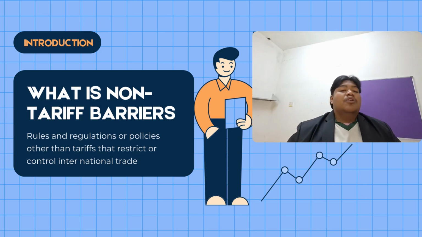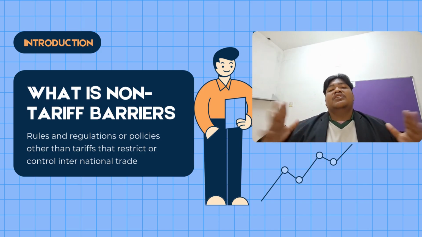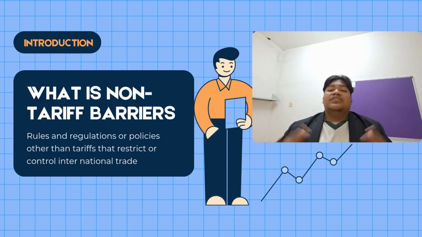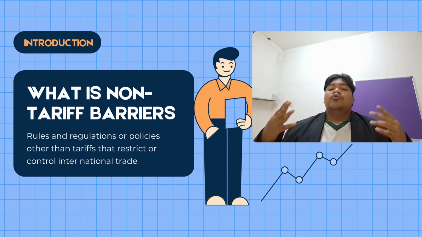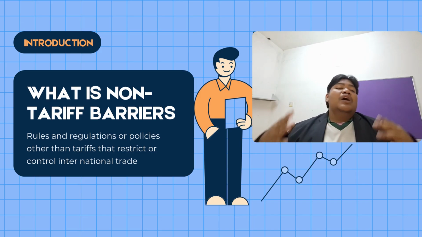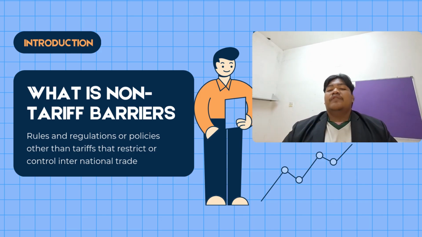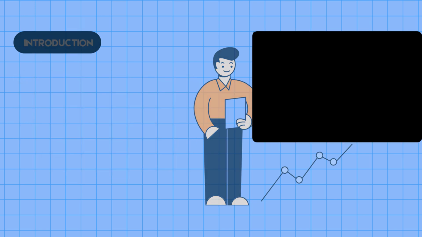In conclusion, non-tariff barriers play a significant role in modern international trade. They are not always visible like tariffs, but they strongly influence how goods move across borders. Understanding non-tariff barriers helps us better understand how governments manage trade while balancing economic growth and public interest.